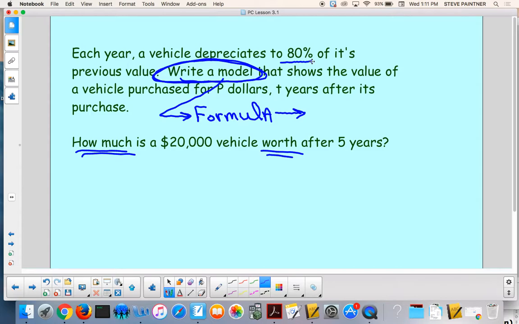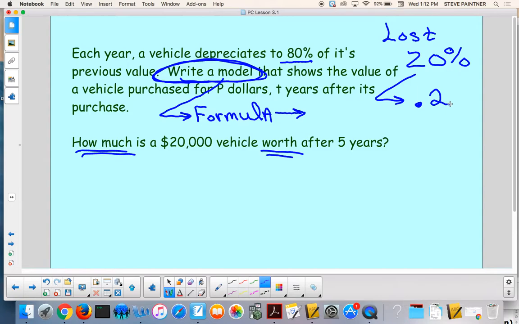80. But is that the R in our formula? No, it's 0.2. It's still worth 80, but you actually lost 0.2. You lost 20%, or better yet, 0.2. You lost 0.2 or you lost 20%. So the formula becomes this.